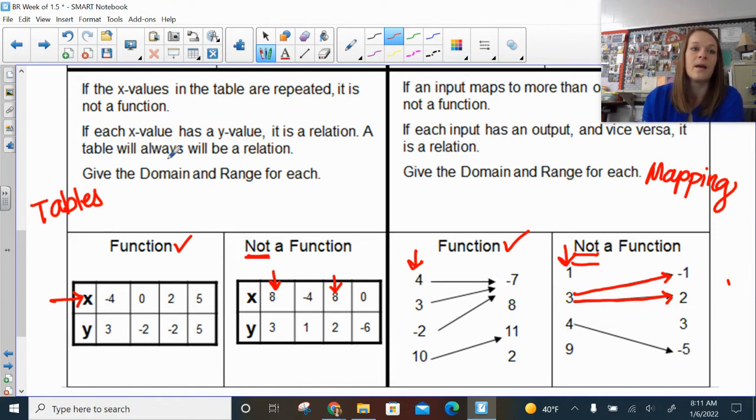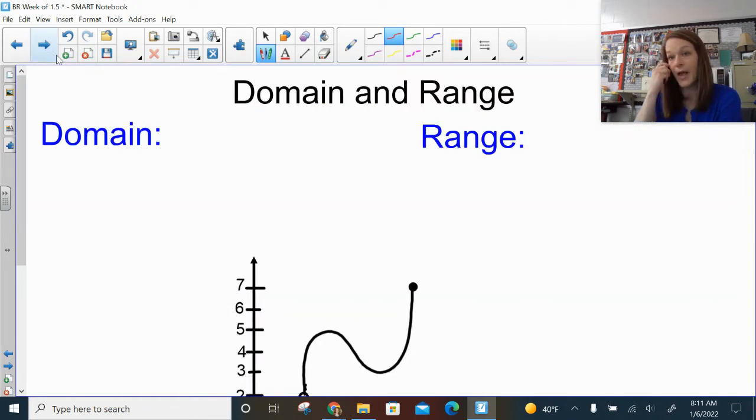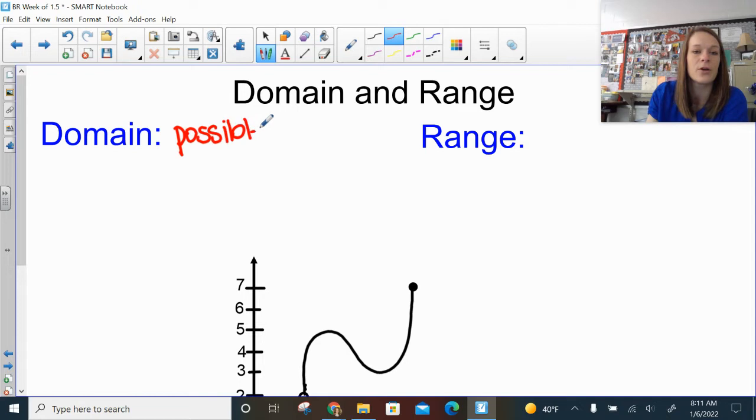Okay. All right. Next thing I want to discuss is domain and range. When we're discussing domain and range, domain refers to your x values, your possible x values for your graph.